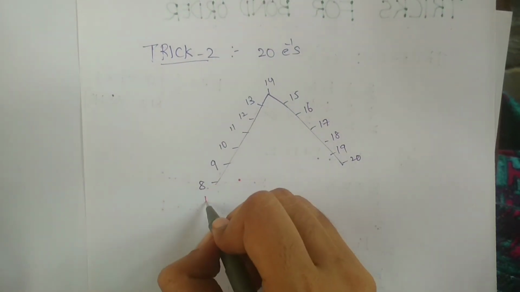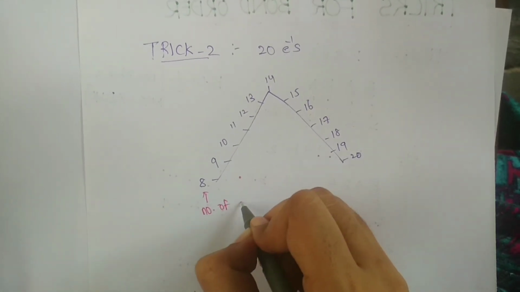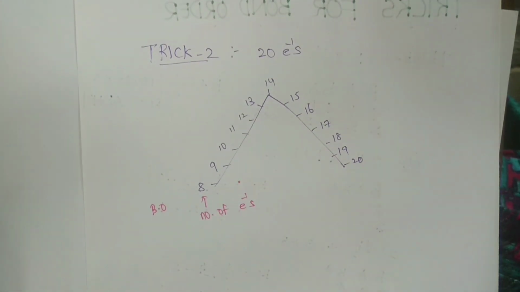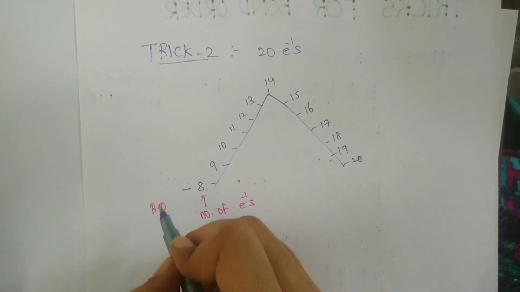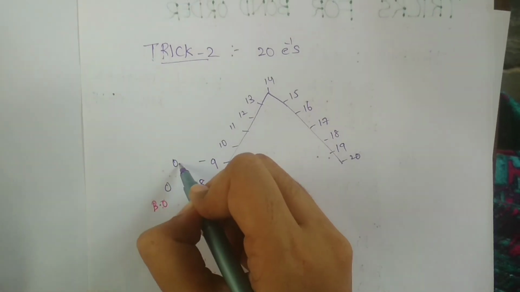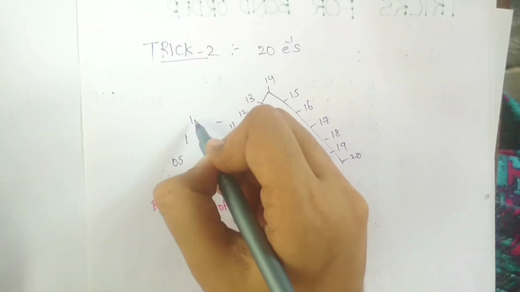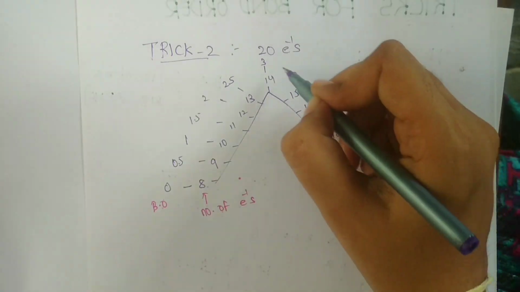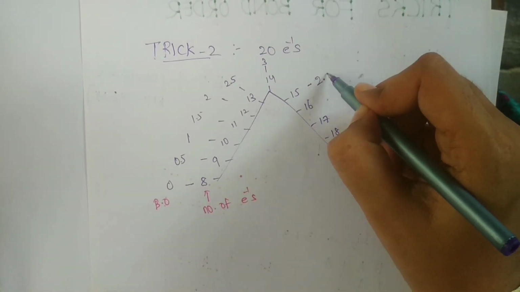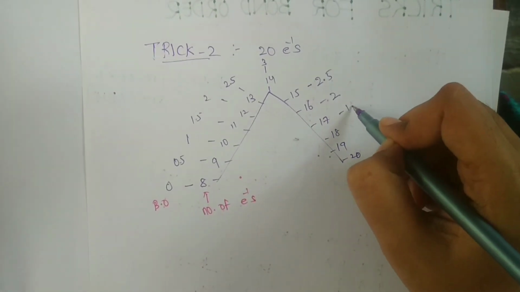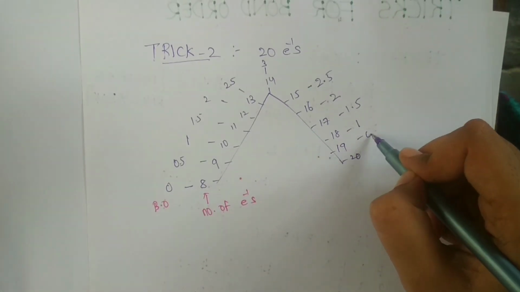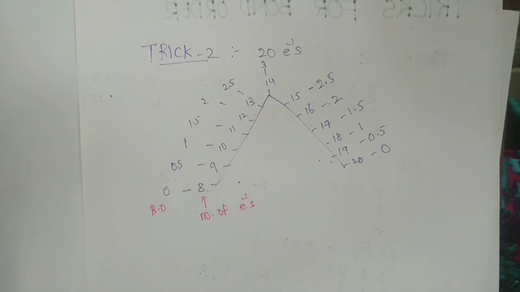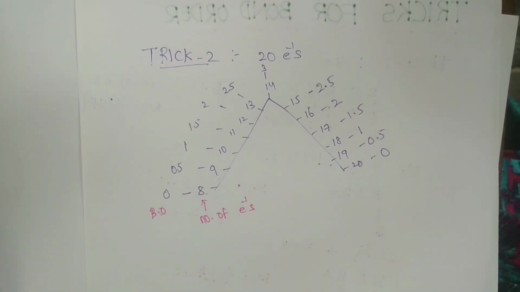From 8 to 20, all these are number of electrons. Now if you see the bond order here, it starts from 0, 0.5, 1, 1.5, 2, 2.5, 3 and then starts decreasing, that is 2.5, 2, 1.5, 1, 0.5 and 0. So this is the simple trick. Now we will calculate some examples.